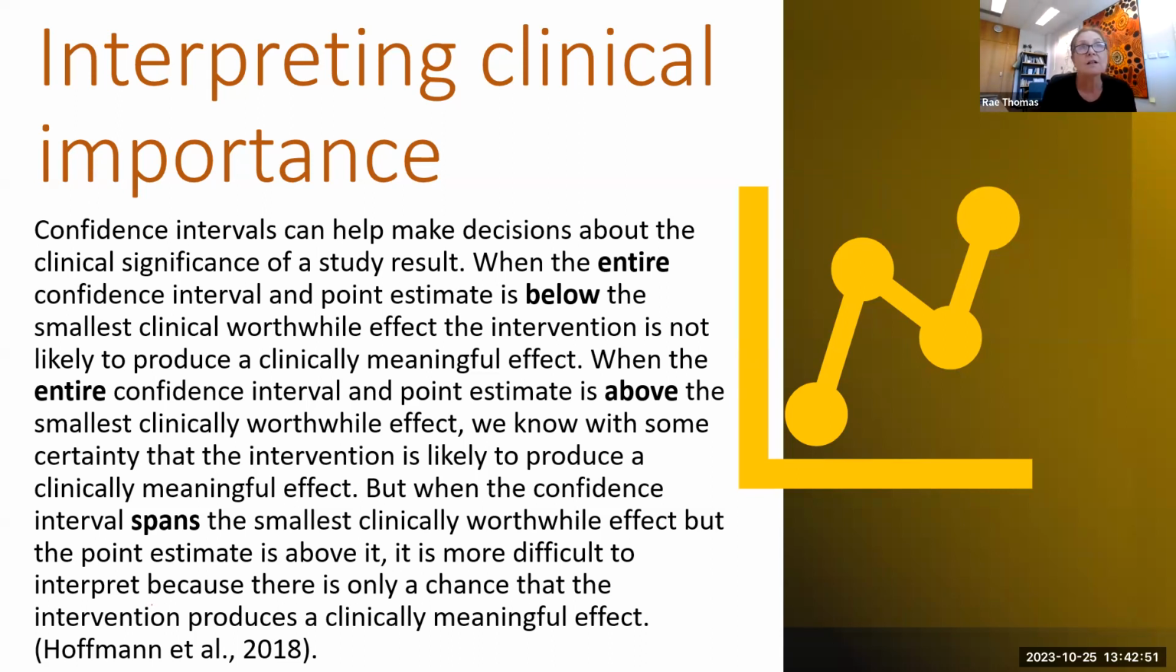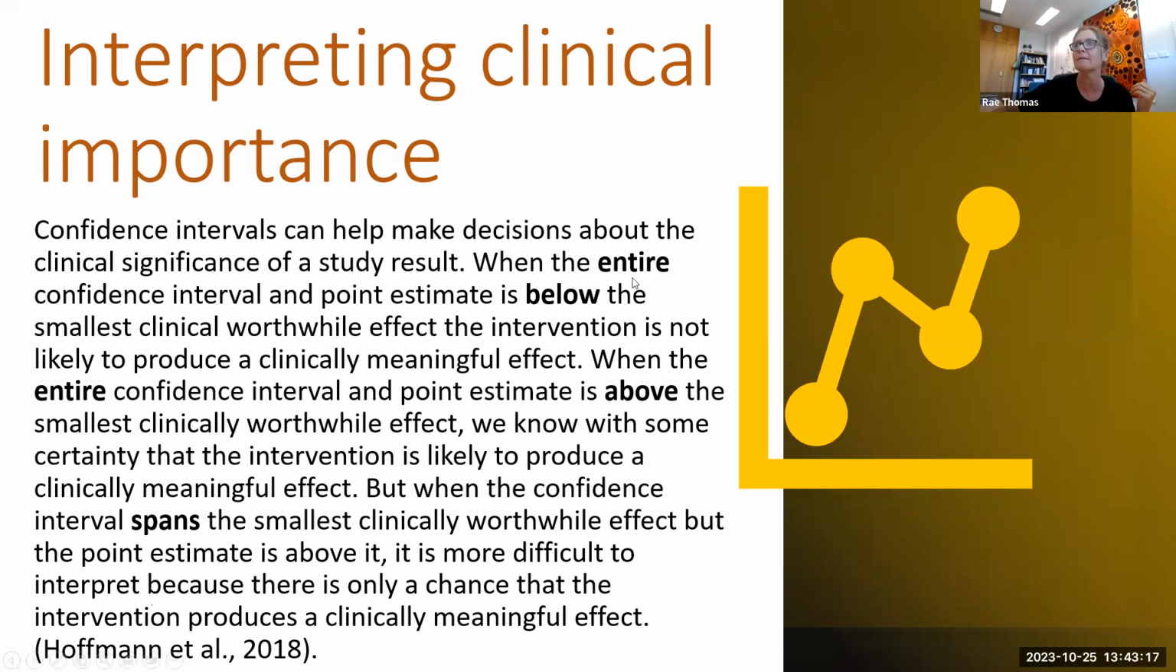When the entire confidence interval and the point estimate is above the smallest clinical worthwhile effect, we know with some certainty that the intervention is likely to produce a clinically meaningful effect. But when the confidence interval spans the smallest worthwhile effect and the point estimate is above it, it's really hard to tell. It's a judgment call. We don't know.